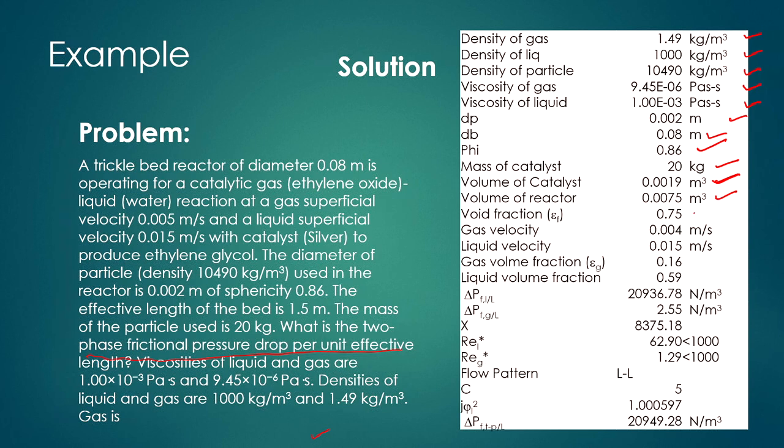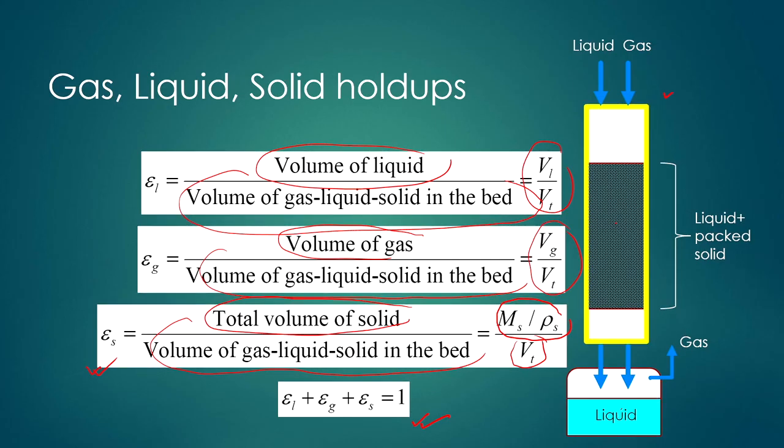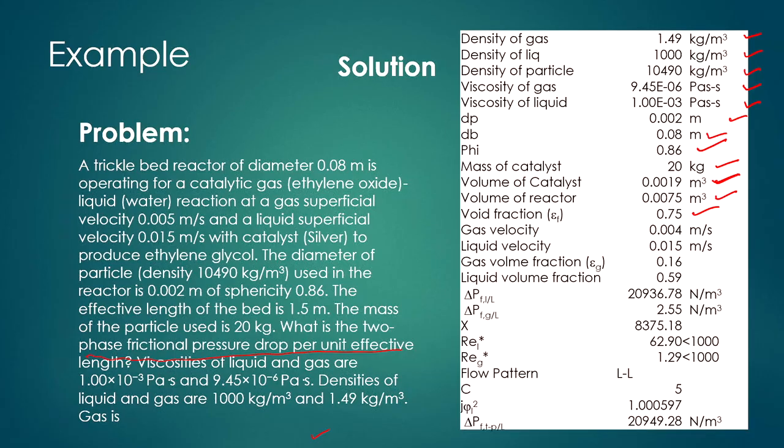Void fraction epsilon f, it is 0.75, I think it is given to you. Epsilon you can also calculate from that earlier equation, epsilon f, given here, volume of liquid by volume of gas, liquid, solid in the bed. So that is the void fraction of the bed. Gas velocity is given to you, liquid velocity is also given to you, gas volume fraction is also given to you, and then the liquid volume fraction you can calculate.